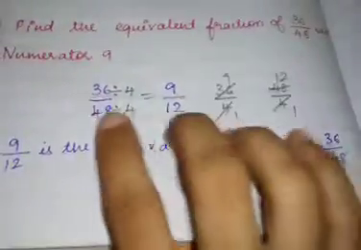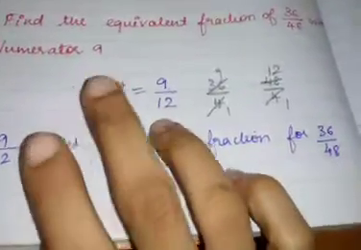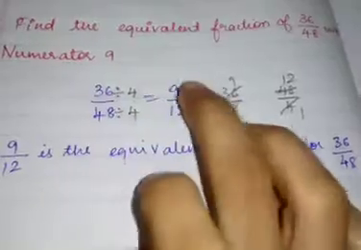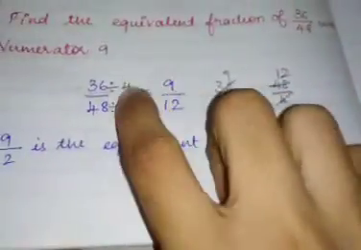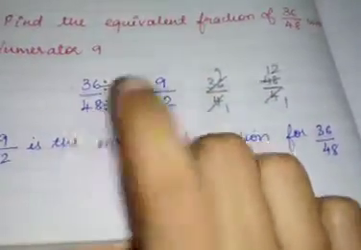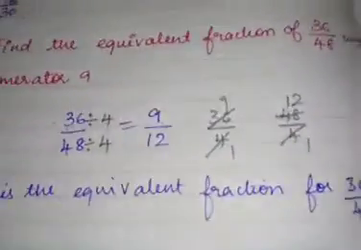Okay. So that's why I have found that 36 should be converted to 9 and 48 should be converted to 12. So 9 4s are 36, 12 4s are 48. Like this also you can do it. Okay. Next is your B problem.